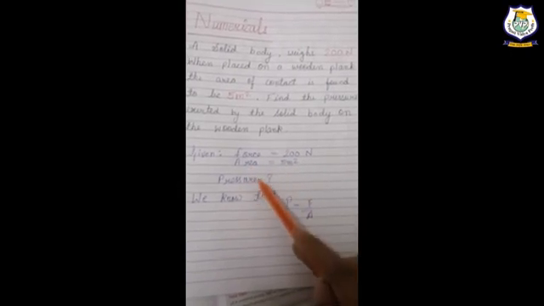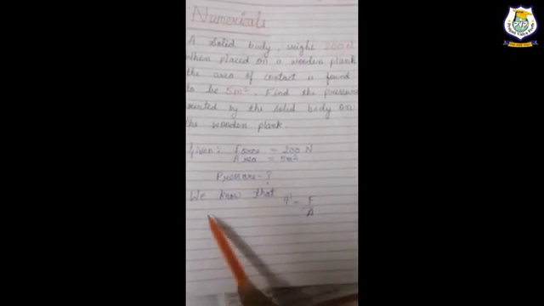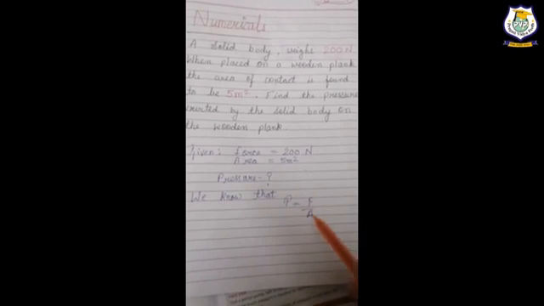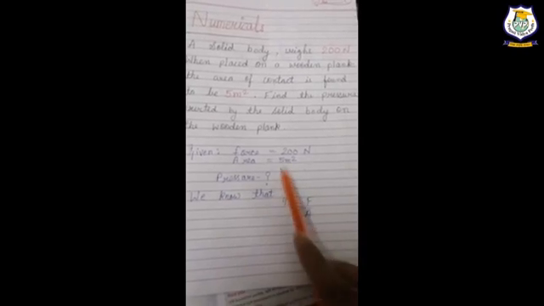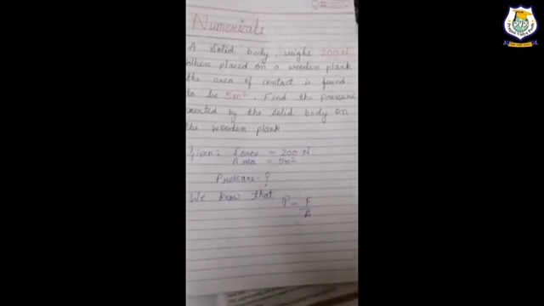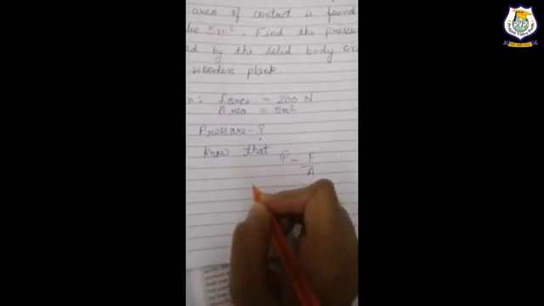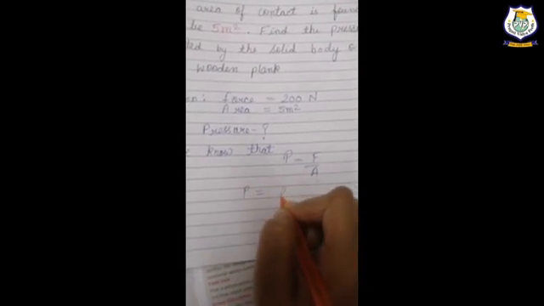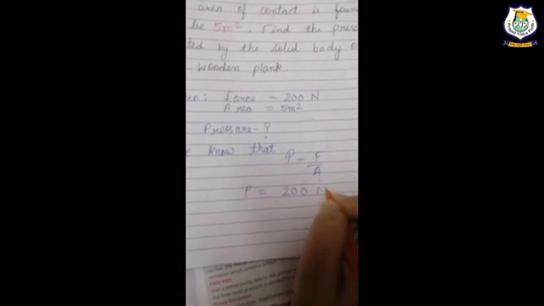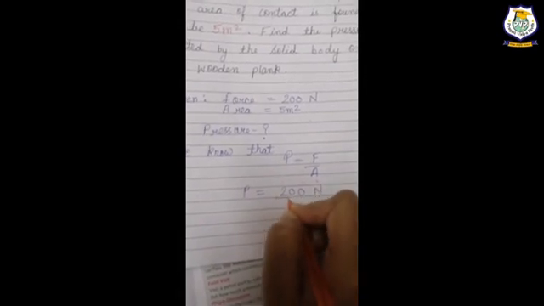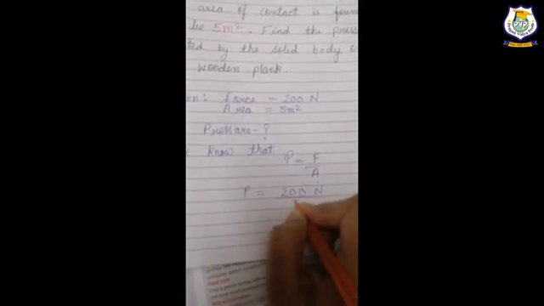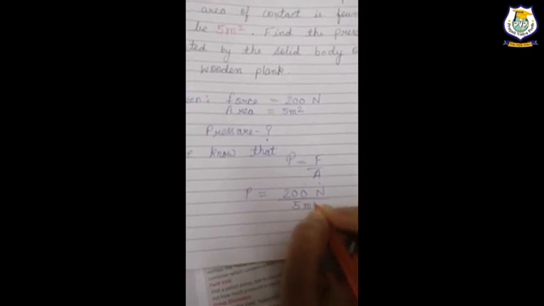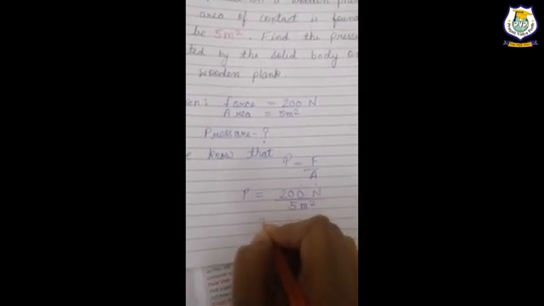So here force is 200 Newton and area is 5 meter square. What do we have to calculate? We have to calculate the pressure. But we have already learned in the chapter that pressure is equal to force upon area. So we will put the values of force and area from here in the formula. So see, pressure is equal to force, how much? 200 Newton. And area is 5 meter square.